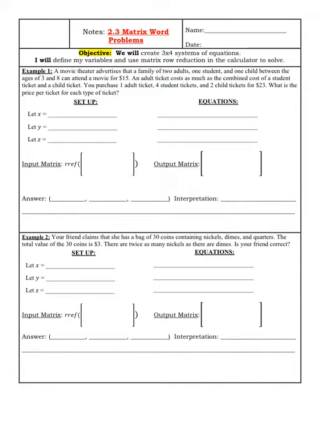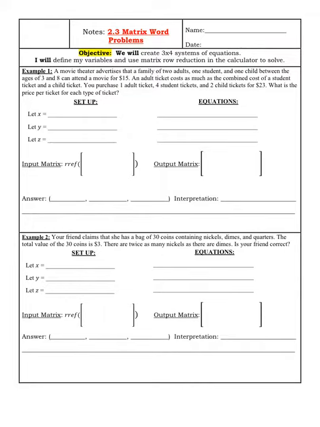Example 1, a movie theater advertises that a family of 2 adults, 1 student, and 1 child between the ages of 3 and 8 can attend a movie for $15. An adult ticket costs as much as the combined cost of a student ticket and a child ticket. You purchase 1 adult ticket, 4 student tickets, 2 child tickets for $23. What's the price per ticket of each type of ticket?